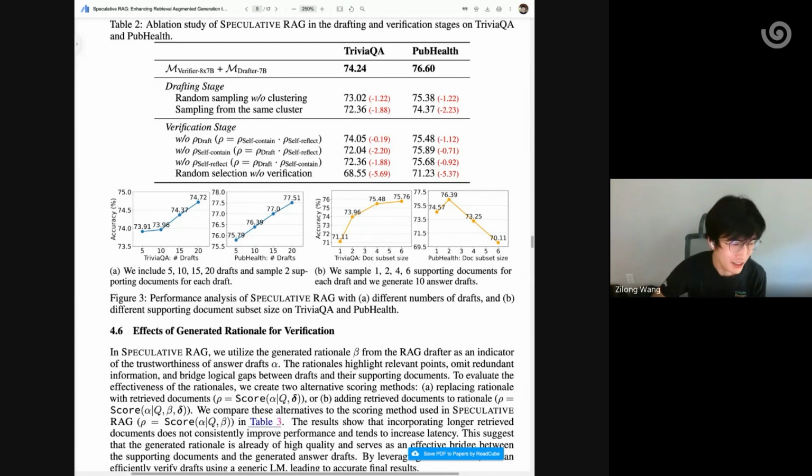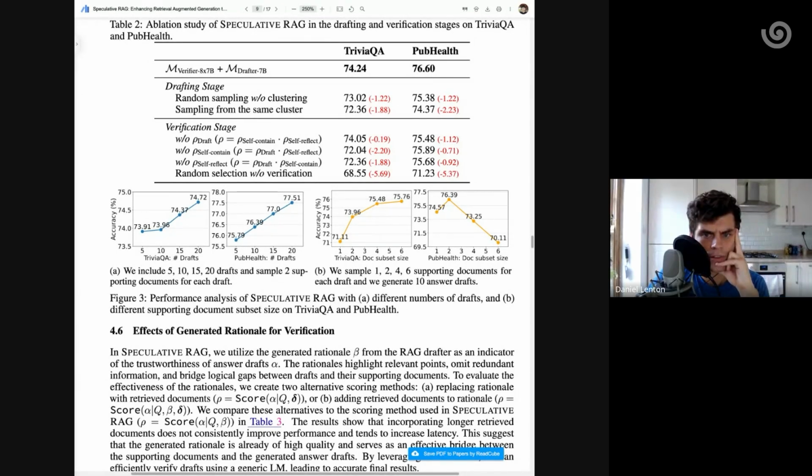Yeah, this is the ablation study we did in the paper. You can check these figures. This is figure 3A here. We include 5, 10, 15, 20 drafts. You can consider it as 20 drafters. That's how many specialists you have, basically, right?